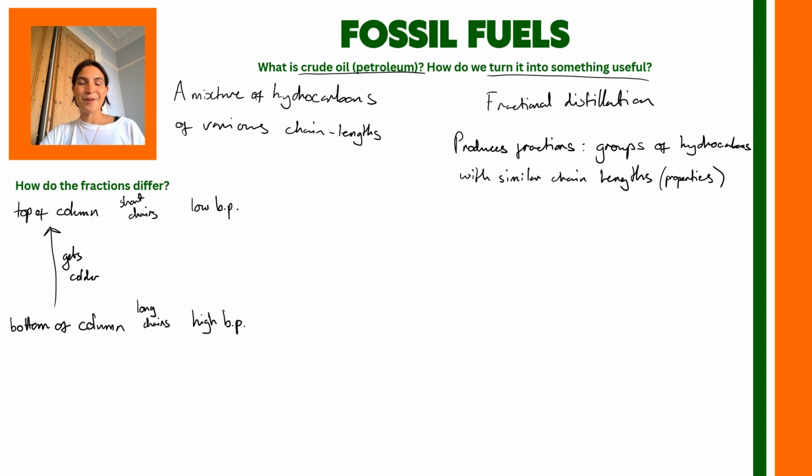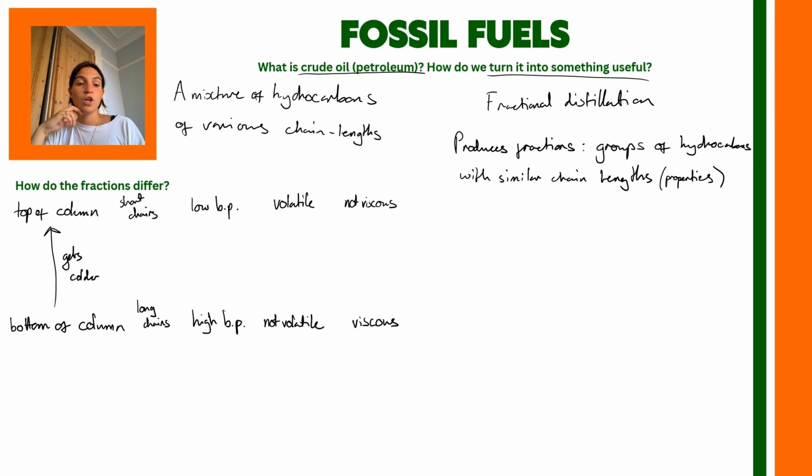And the reason that happens is because of their boiling points. So your short chains have a low boiling point, which means that they will not condense and form a liquid until they have made their way up that fractionating column to a low enough temperature. This affects their volatility as well. So those short chains are quite volatile. They're more likely to be gases, for example, at room temperature, whereas your longer chains are more likely to be liquid, so they're not very volatile.